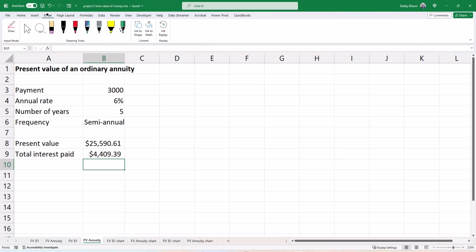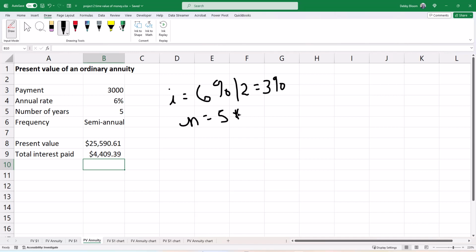Now for the last time, if we want to solve this problem using the interest charts, in this case, our I is 6%. Oops. Where's my eraser? Undo, undo. My I is 6% divided by 2, which is 3%. My N is 5 times 2, which is, of course, 10.